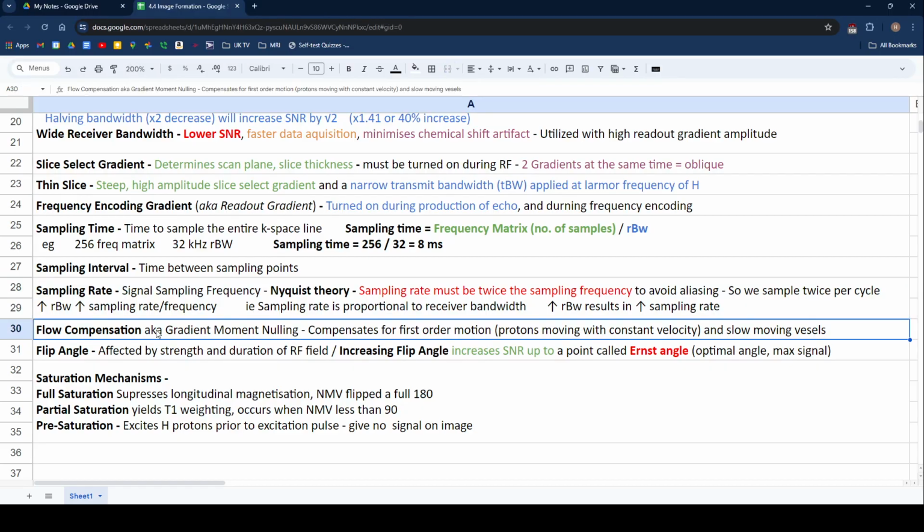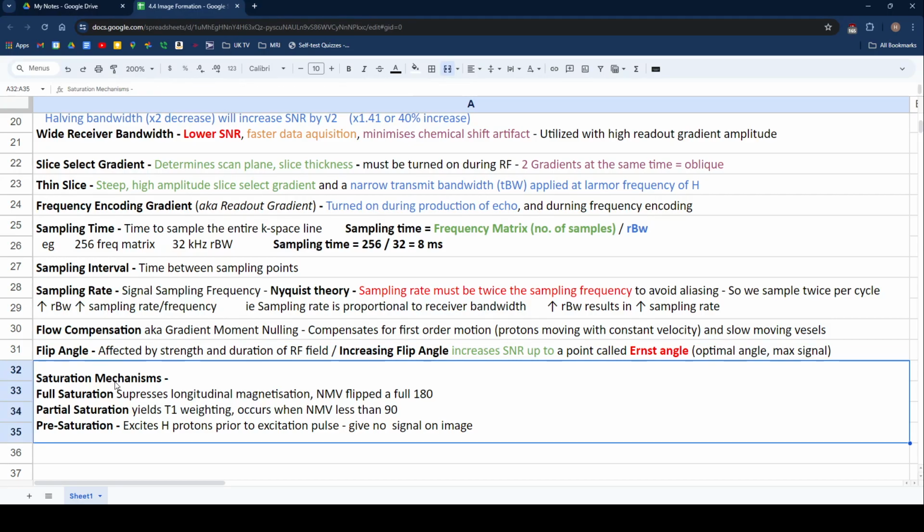Flow compensation, aka gradient moment nulling, compensates for first order motion, protons moving with constant velocity, and slow moving vessels. Flip angle is affected by the strength and duration of the RF field. Increasing flip angle will increase your signal to noise up to a point called the Ernst angle, which is the optimal angle with maximum signal.